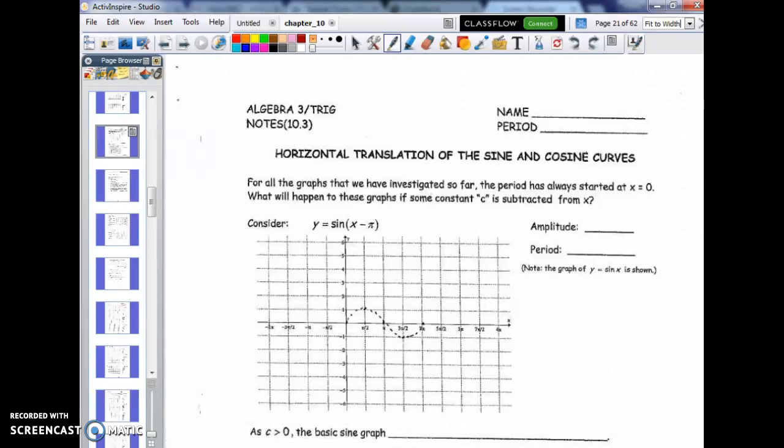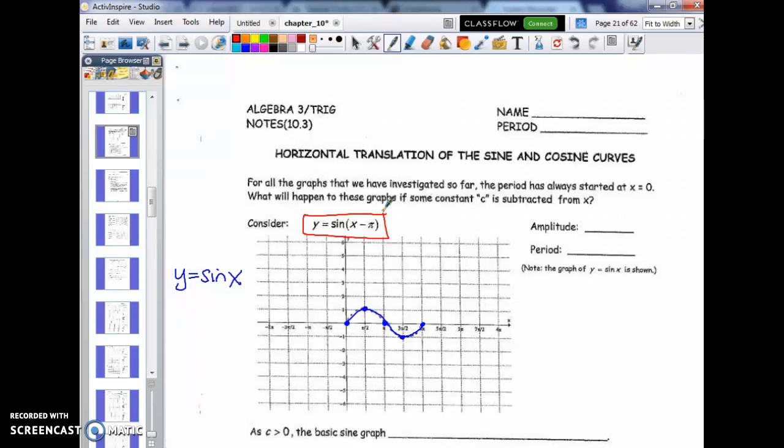So in blue right now, I'm going to put my typical sine function here. All right? So there's my y equals sine of x. Okay? But now I want to consider this equation here. y equals the sine of x minus pi.